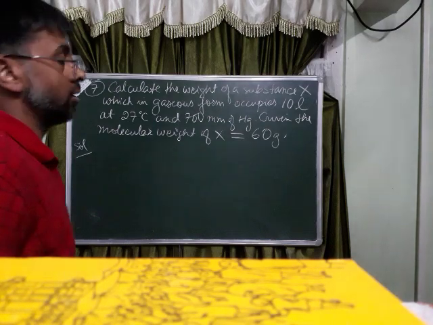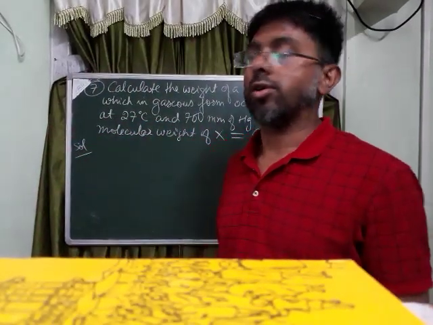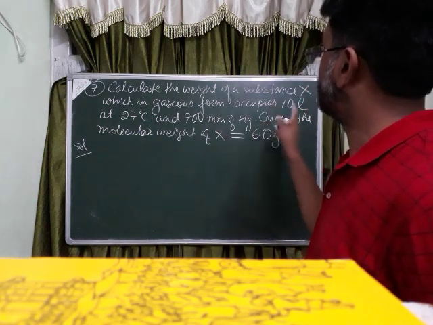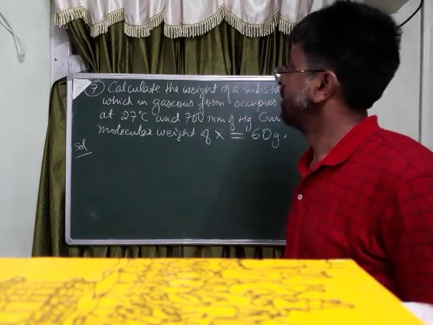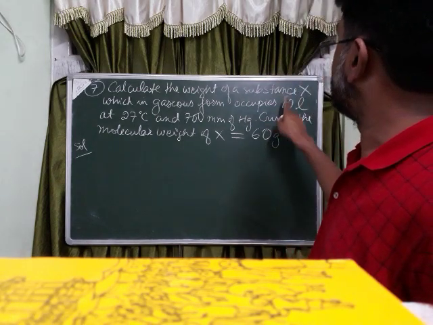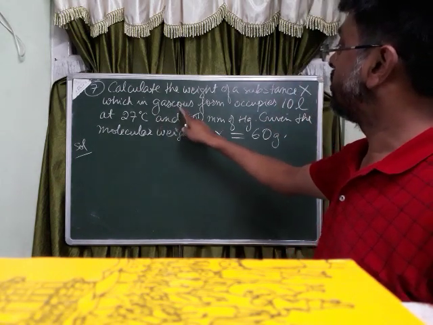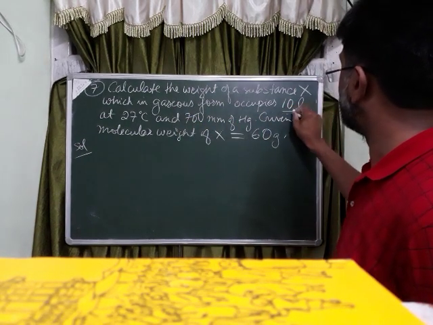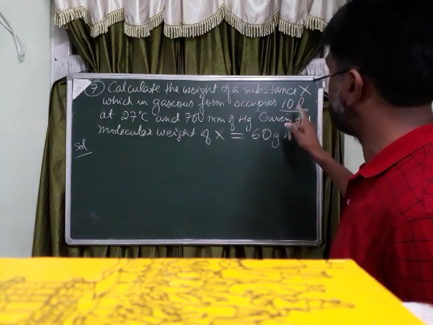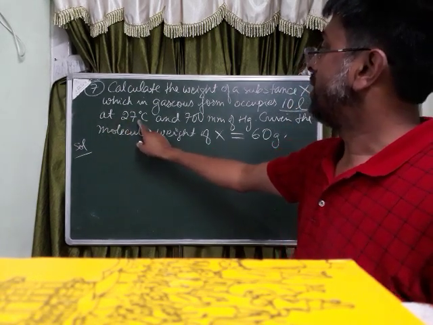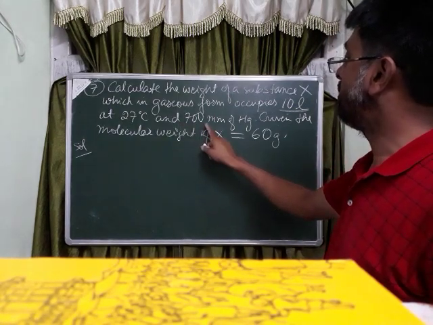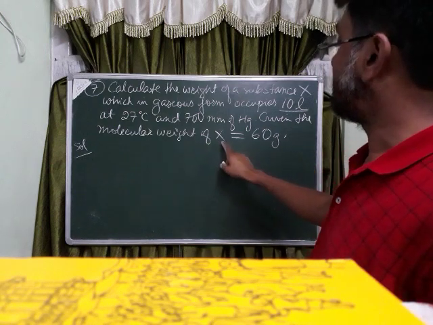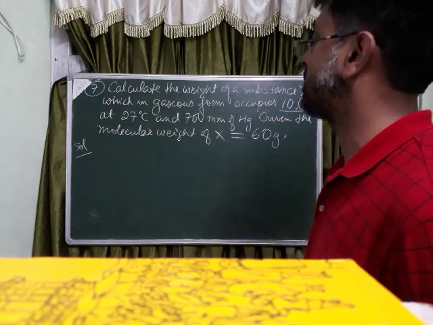We come to the 7th sum, problem based on mole concept and Avogadro's number. Here, please copy this question carefully, because I'll rub this question once you have copied it. Calculate the weight of a substance X, which in gaseous form occupies a volume of 10 liters. This is the volume. The temperature is 27 degrees Celsius and the pressure is 700 millimeter of mercury. And one more thing is given. The molecular weight of the gas, the substance X, is 60 grams.